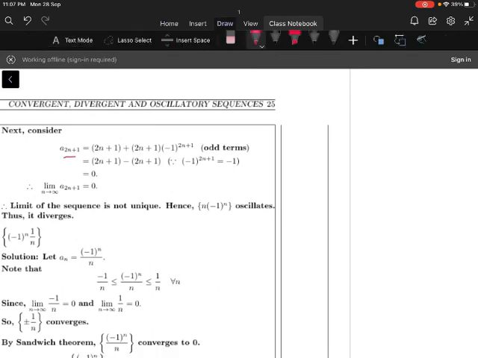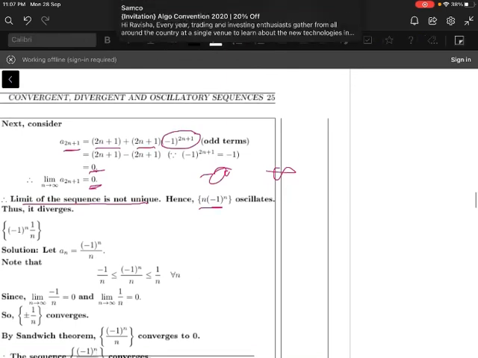Now let us move to when n is odd here. When n is equal to 2n plus 1, the nth term becomes (2n+1) plus (2n+1) times (-1)^(2n+1). So this becomes minus 1 here. So (2n+1) minus (2n+1), that is 0. So as n tends to infinity, the limit point is 0. So this oscillates between 0 and infinity. So the limit point of the sequence is not unique. Therefore the given sequence oscillates between 0 and infinity.